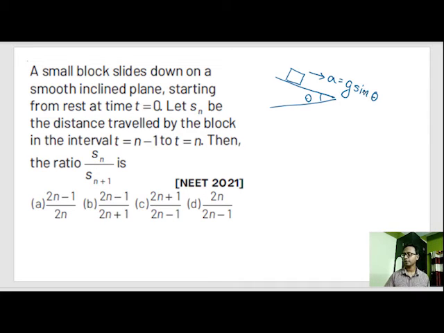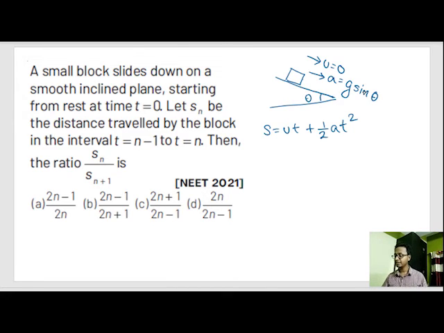The initial velocity at time t is equal to 0 is u is equal to 0. So initial velocity is 0 and the acceleration is g sine theta. So we can safely write s is equal to ut plus half at square. Now see the question: let Sn be the distance travelled by the block in the interval t is equal to n minus 1 to t is equal to n seconds.